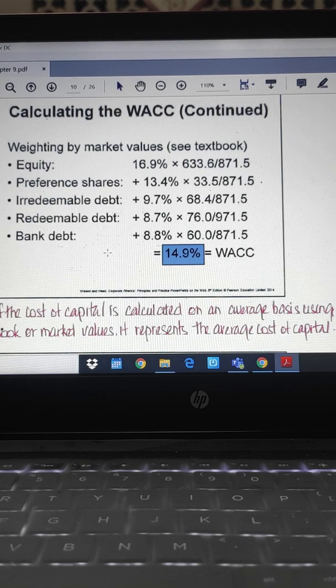This concludes this section showing you how to calculate the WACC. In the next section, we will do a lecture exercise which will be uploaded into Wibble. Please take out the lecture exercise and together I will show you how it is to be done. Thank you. See you in the next section.